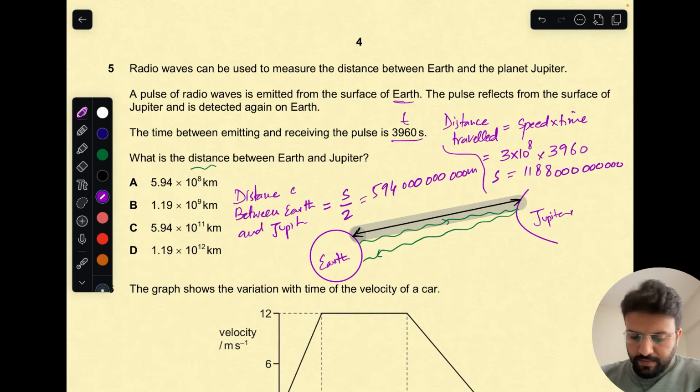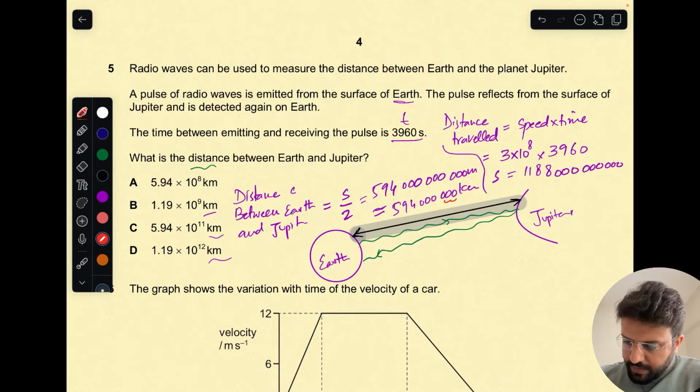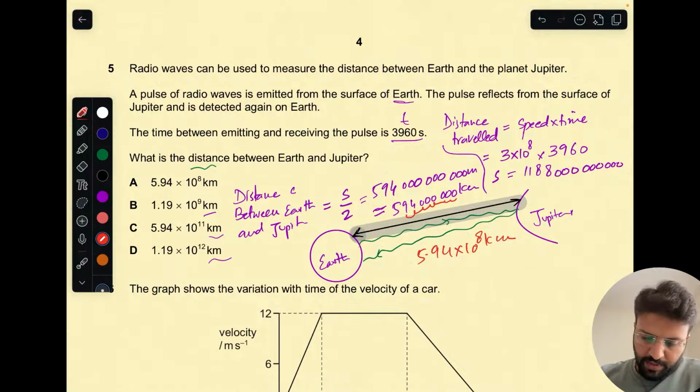meters. Okay, we have options in kilometers, so when you change this thing in kilometer, you have to divide with 1000, it will give you kilometers. So how many zeros are there? 1 2 3 4 5 6 7 8. So it can be written as 5.94 into 10 raised to power 8 kilometer. So it's option A we have.